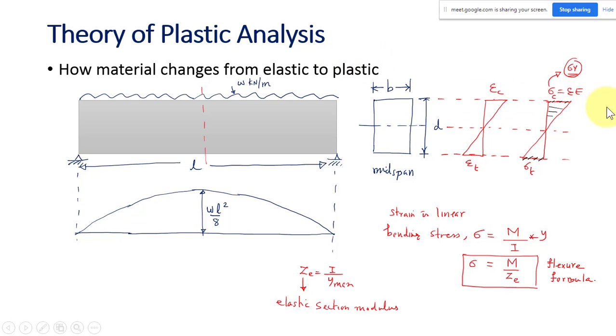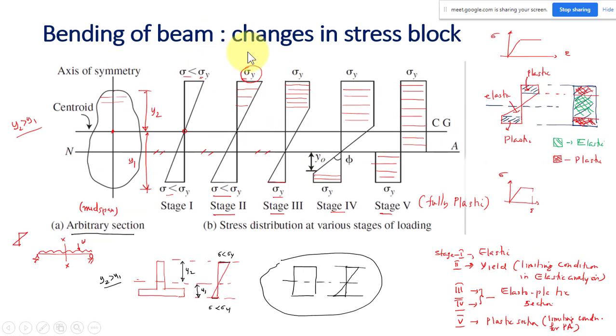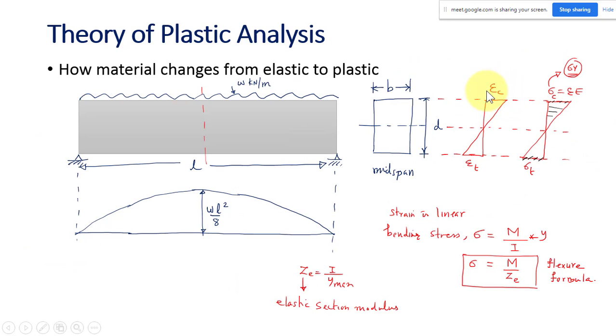Then we have seen how the material changes from elastic to plastic as we are increasing the load. The point here you have to notice is that if we increase the load, the stress block will keep on changing. Finally, the linear stress block will become a rectangular stress block. But you should not think the same of the strain diagram. The strain diagram was linear, and it will remain linear in the plastic state also.